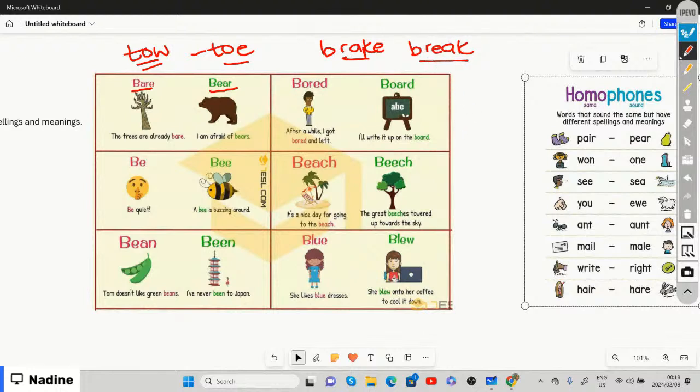And we also have the word be. It's like when we tell you to be quiet. And then we have bee, spelled BEE, which is a little insect or bug, a bee that is buzzing around, a yellow and black little insect.